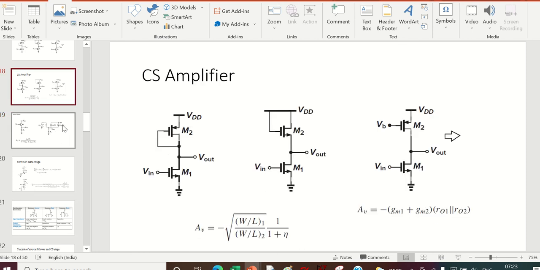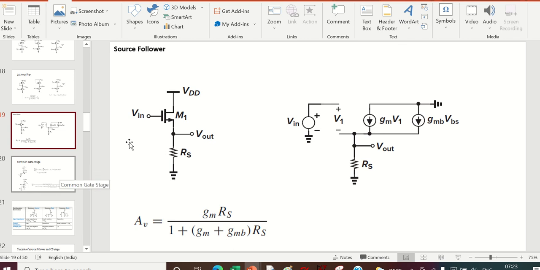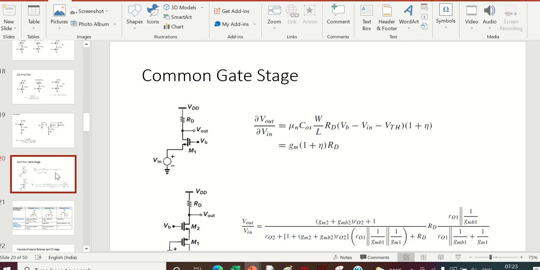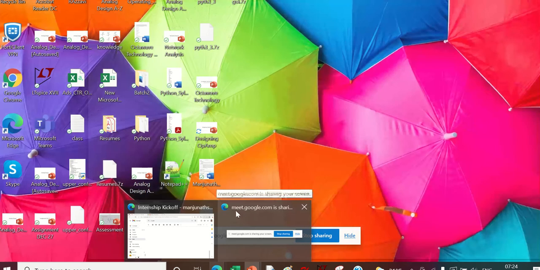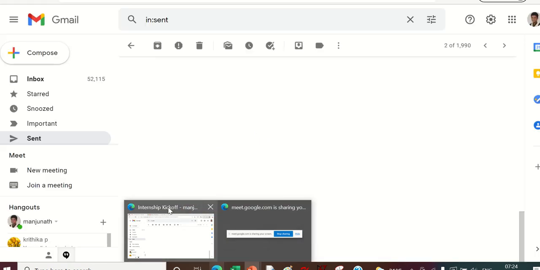The common source follower and common gate will have a few variants in both of them. We will do that and wind up. So today we will stop here, and tomorrow we will sync up.